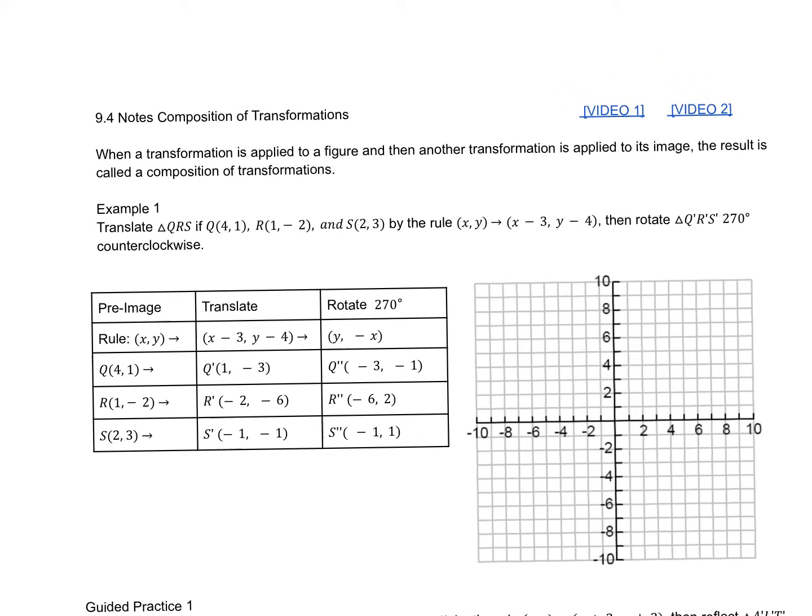So the general idea here is that when we take a transformation, apply that transformation to a figure, and then apply another transformation to the image created from that figure, we end up with something known as a composition of transformations, essentially taking multiple transformations and using them in sequence with each other.